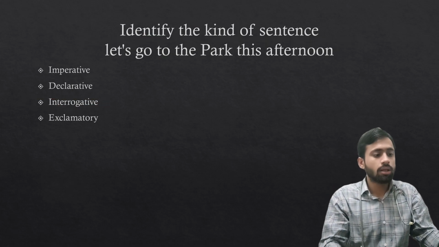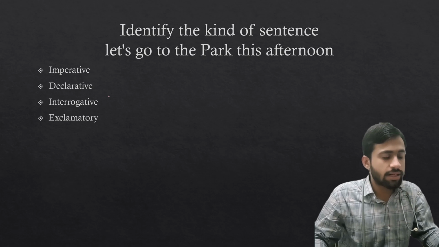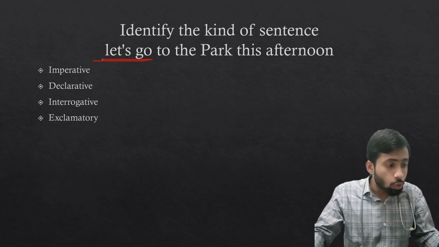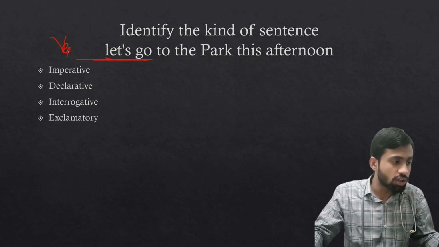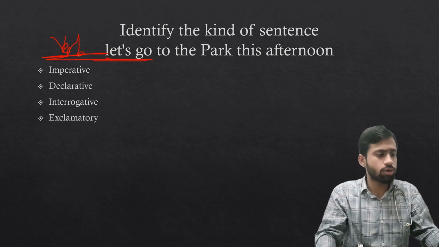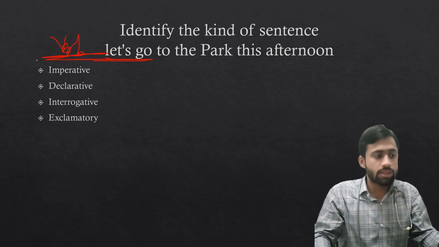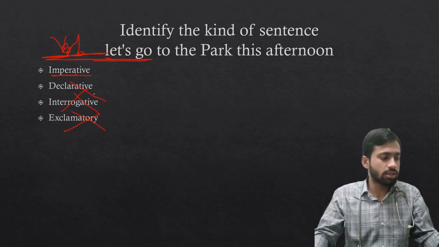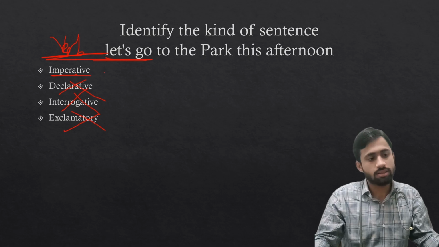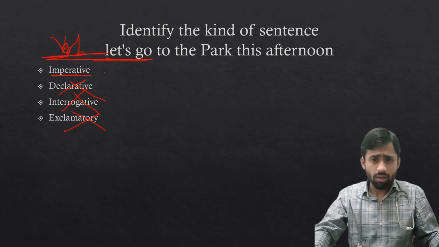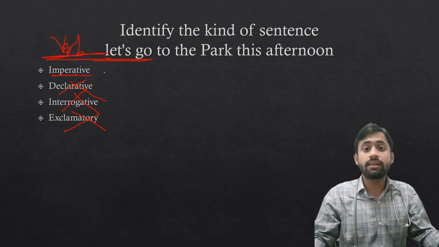Identify the kind of sentence: let's go to the park this afternoon. This is again a verb at the start. Major portion of the English grammar in this test was regarding imperatives. So this is also an imperative sentence. There is no exclamation mark, there is no question mark, and we are not asking someone. Let's go to the park this afternoon. Close the door. Let the door be closed.